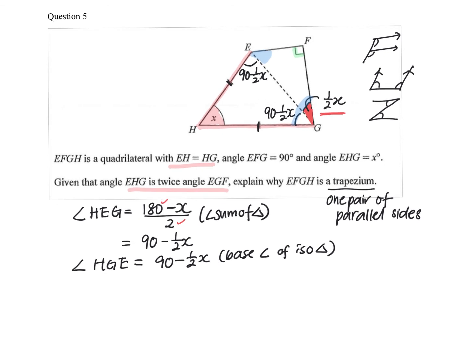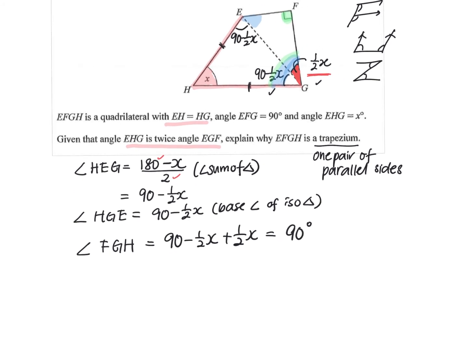So if I know that this is 90 minus half x, and this is half x, that means angle FGH, the whole angle over here, will be given by 90 degrees minus half x plus another half x. And this simplifies to just 90 degrees. Now we notice that the angle over here, EFG, is also 90 degrees. And the two angles now add up to 180 degrees.